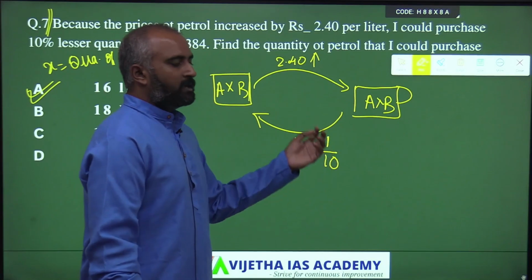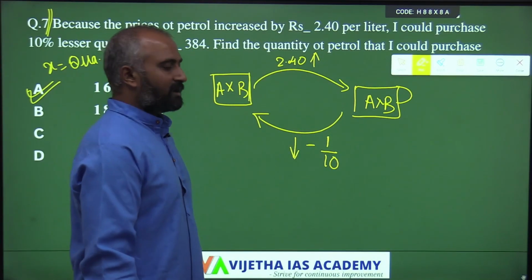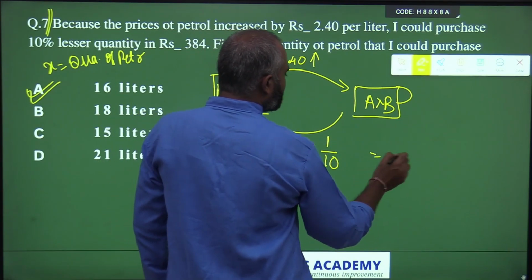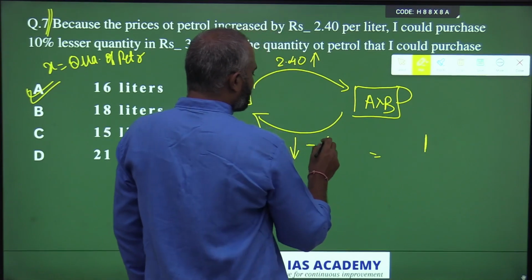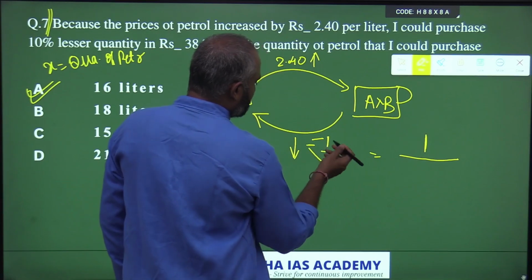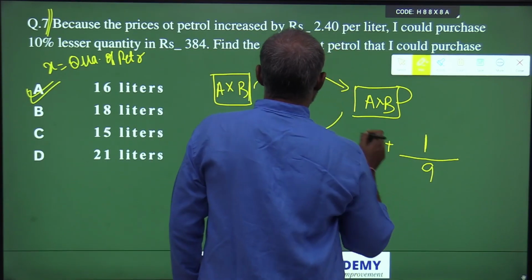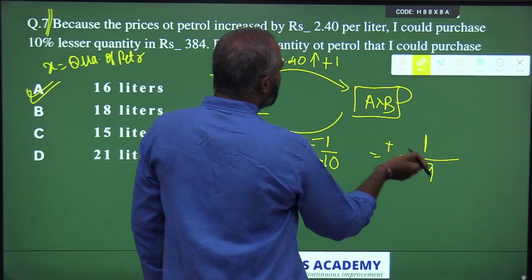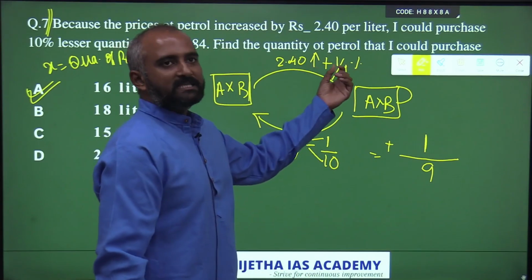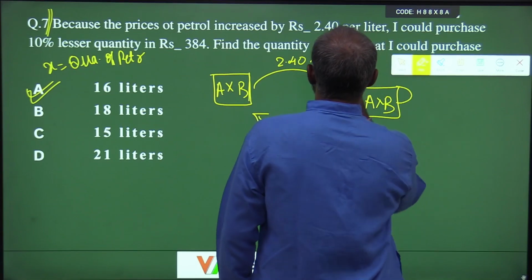Now the N by D rule gives you the complementary value. How will you get it? The numerator remains the same, and your denominator is the arithmetic operation present in the value. It is 10 minus 1, which is 9. That means the price of petrol has increased by 1 by 9.